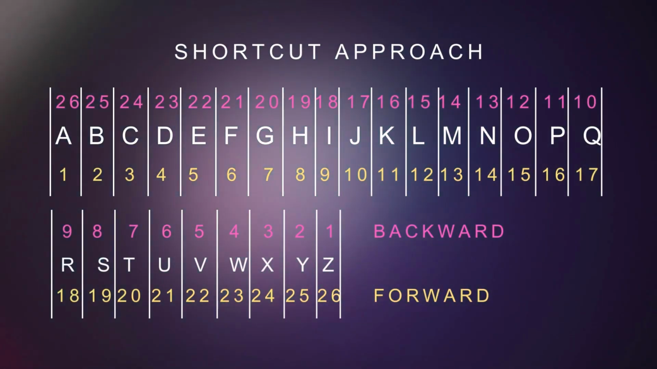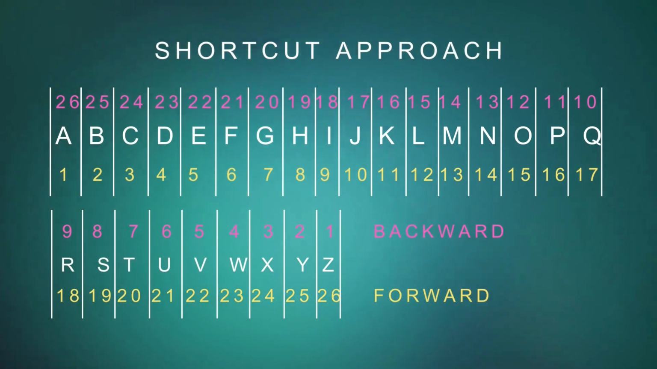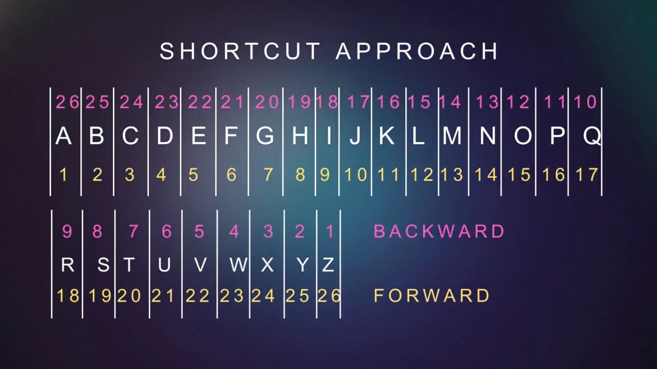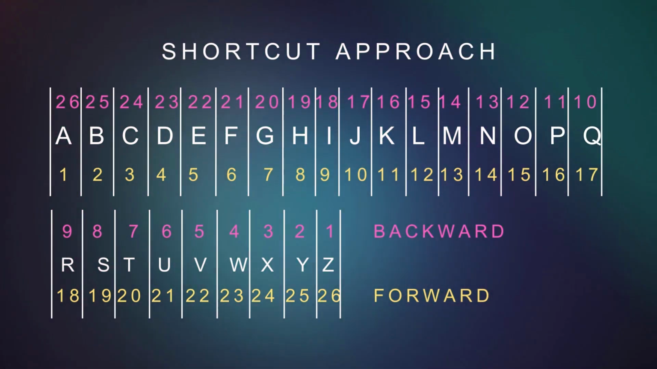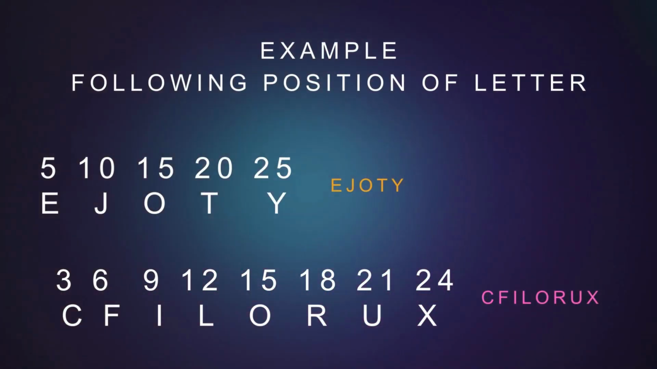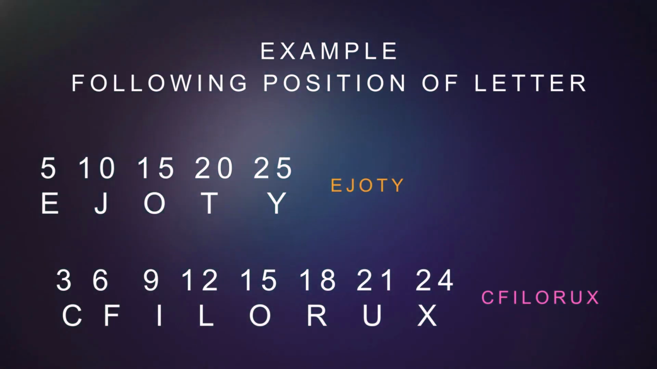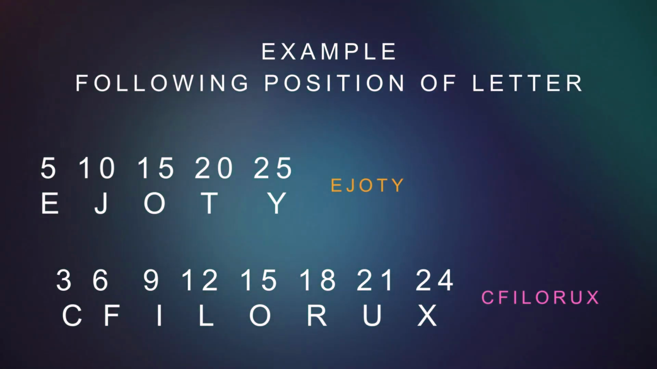Shortcut approach. While solving problems based on the alphabet, you must know the exact position of every letter of the alphabet in the forward order and reverse order. Just keep in mind the following positions of letters in the alphabet. Number 5 is for E, then all numbers have the following position of letter, and find the word.